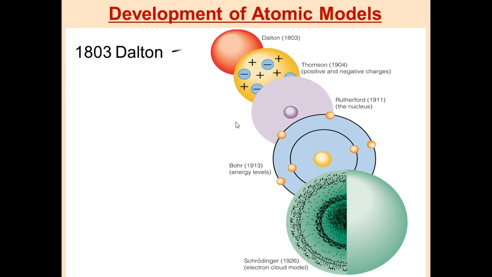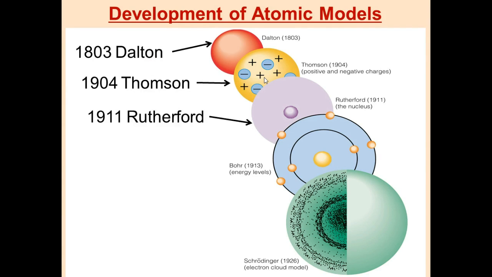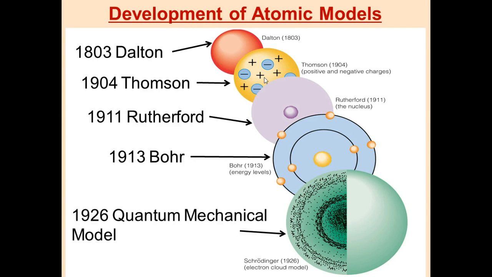And so this slide shows the development of the model. So in 1803 we had the Dalton model, which didn't describe much about the arrangement of protons and electrons. Then we have the Thomson model, in which he discovered the electrons. Then we have the Rutherford model with the nucleus in the center. Then Bohr developed the idea of energy levels, and then the quantum mechanical model in 1926 was developed after thinking about how electrons are not just in a few spots, they're all over the electron cloud.